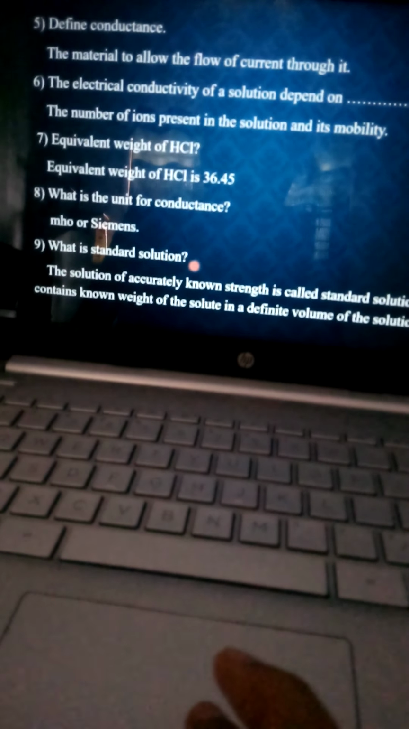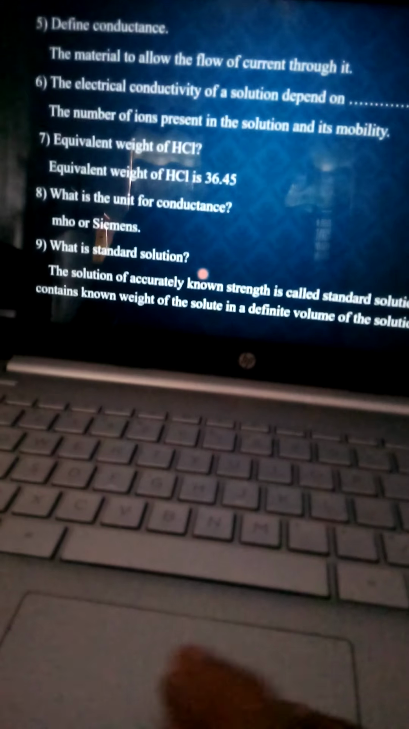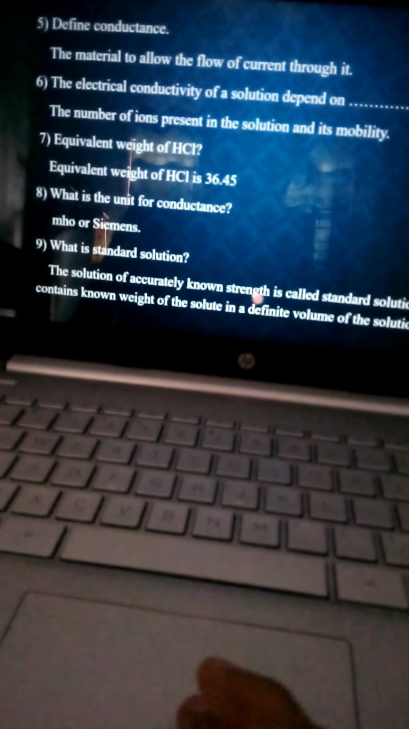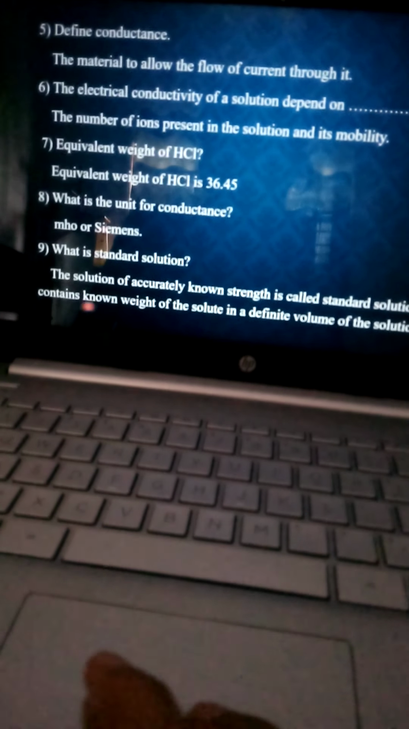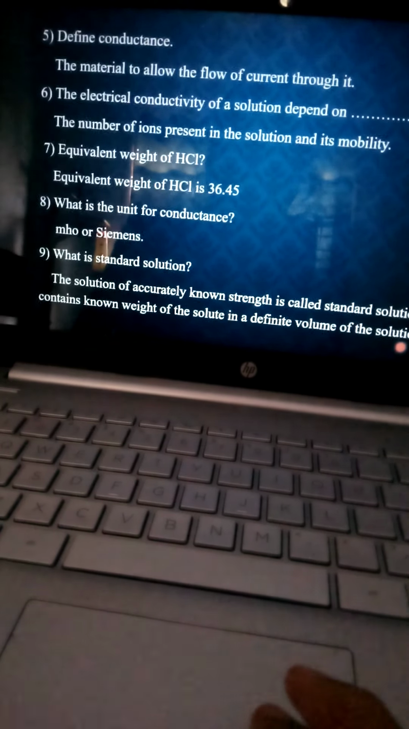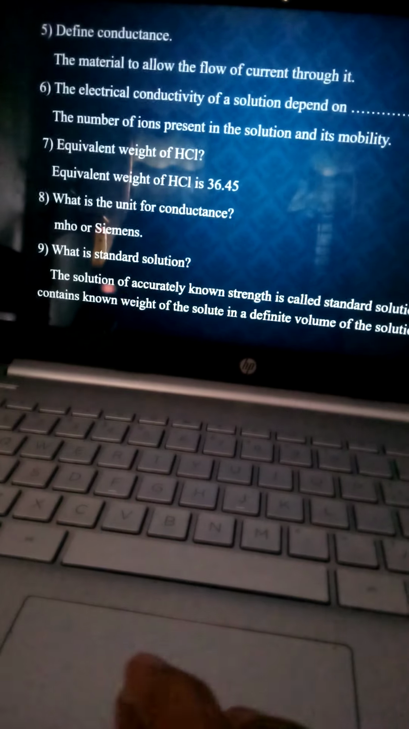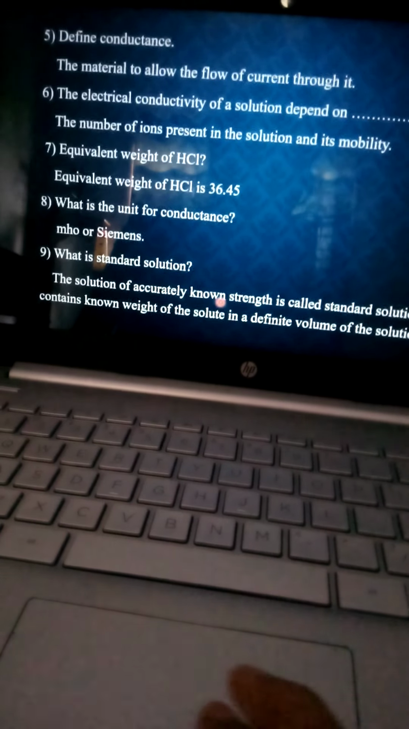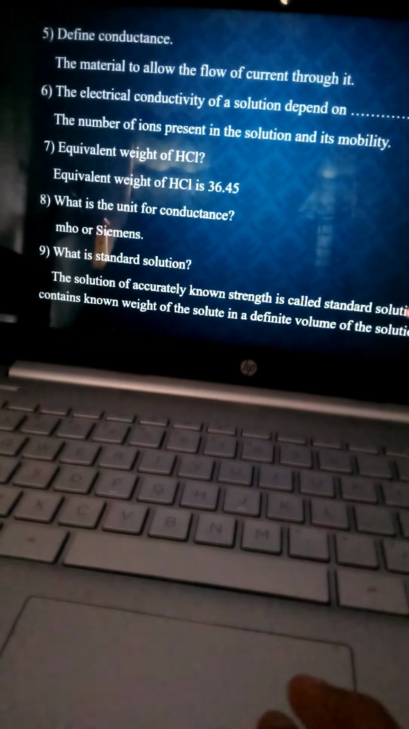Next, what is a standard solution? While doing a titration, you will come across this term, standard solution. A standard solution has an accurately known strength. That means it contains a known weight of the solute in a definite amount of the solution. Once again, a solution of accurately known strength is called a standard solution.